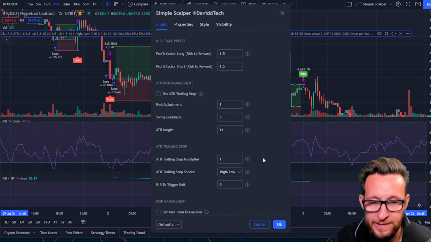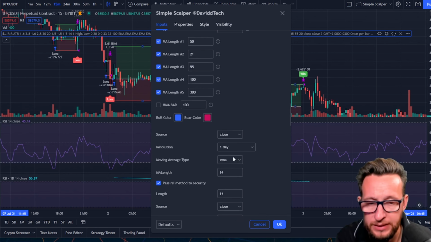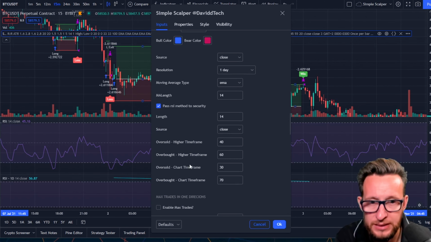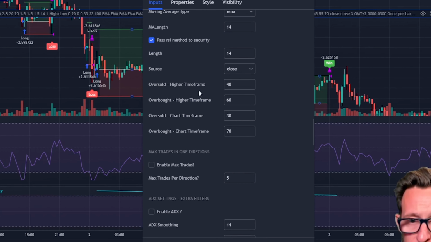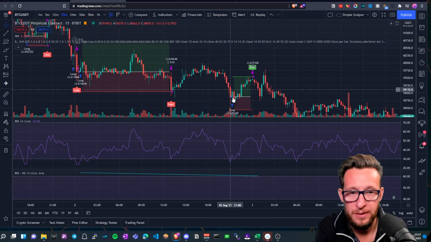So if I go down here, we can look through all of the settings here. I'm just going to keep going down. Some of these we haven't actually used. But here are our RSI settings here. Now we're on the 1 day. And we also have our second RSI, which is here, which is on the 14 period. We also have our oversold periods and overbought periods for the time frames here. So the higher time frame and the chart time frame. And so that's absolutely perfect. Right, okay. So as you can see, the perfect entries.